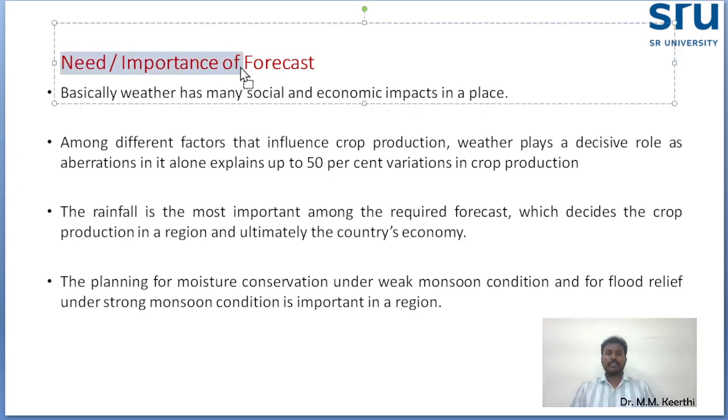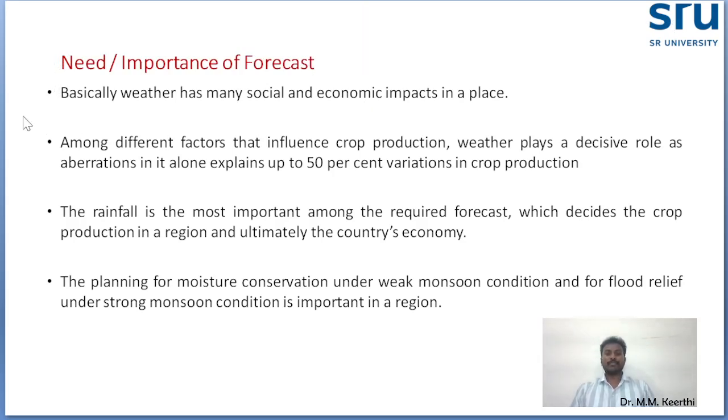Okay. What is the reason for, or importance of, forecasting? Basically, weather forecasting has an impact on society and the economy. For example, based on the weather forecast, farmers can decide to harvest the crop either today, tomorrow, or next week. If they forecast a cyclone next week, we have to harvest this week itself. Like that, farmers can decide.